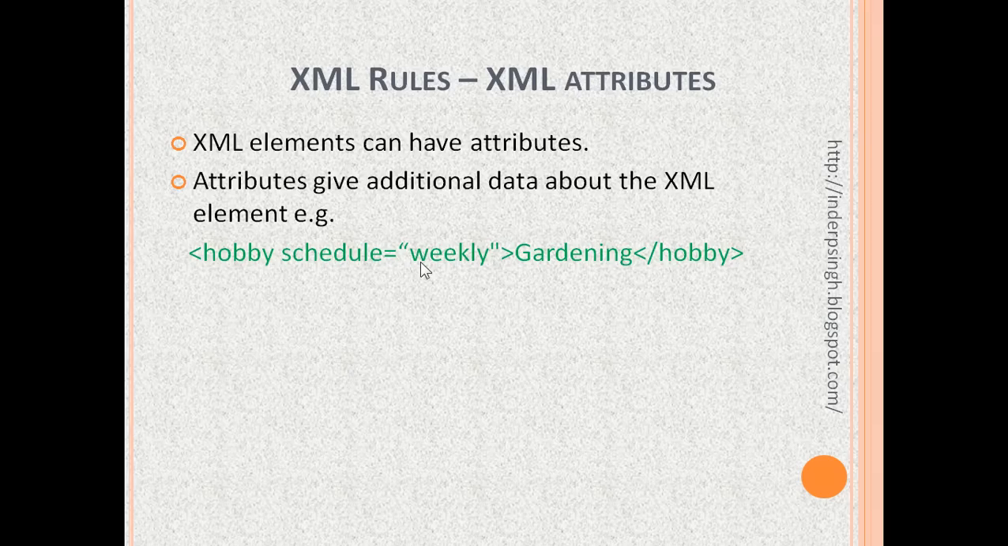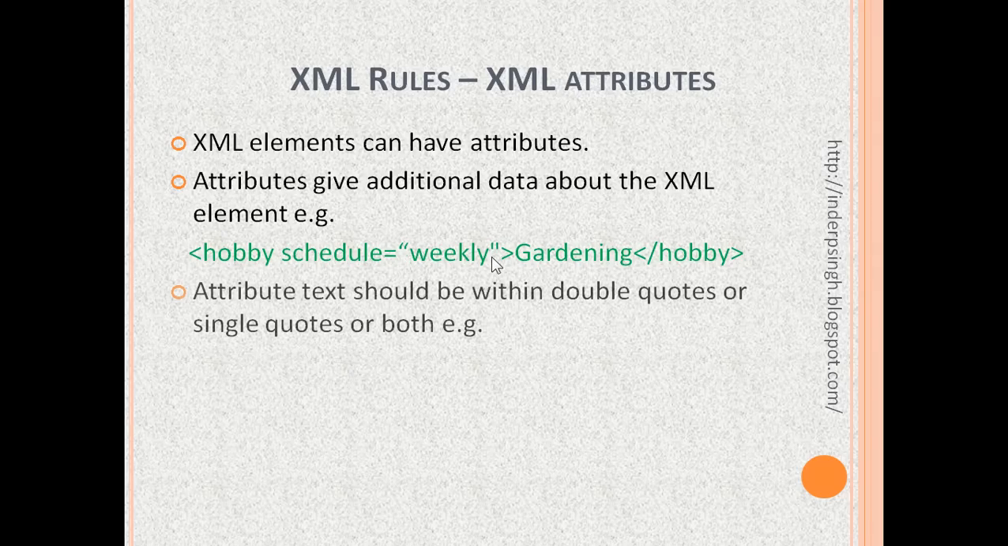Whatever value we give for the attribute, that has to be enclosed within either double quotes at the beginning and the end, or single quotes at the beginning and the end. So we have already seen that attribute text should be within double quotes or single quotes. We have seen the example of using double quotes here. So we can have, let's say, an XML element of name, and here the attribute is last_name, and we can have the attribute text in single quotes also, one single quote at the beginning and one single quote at the end.